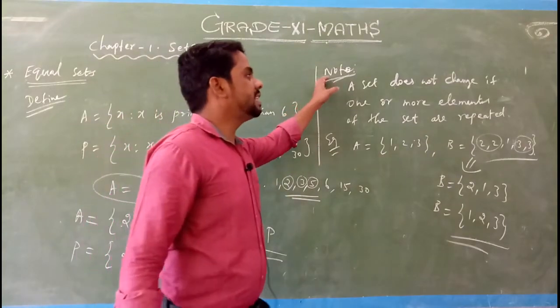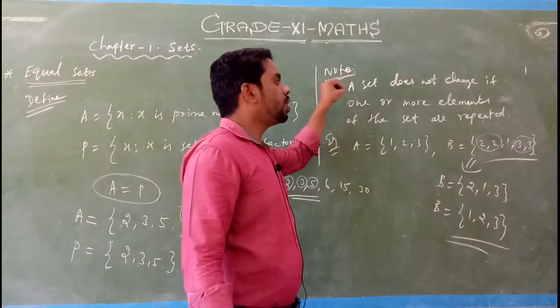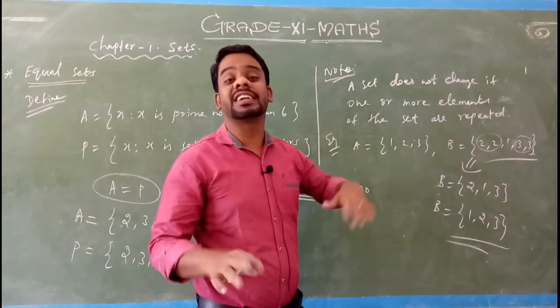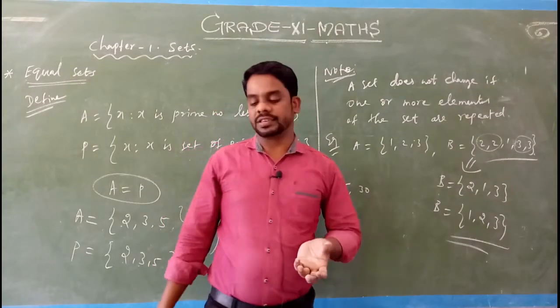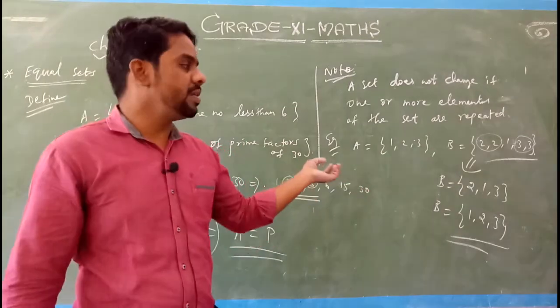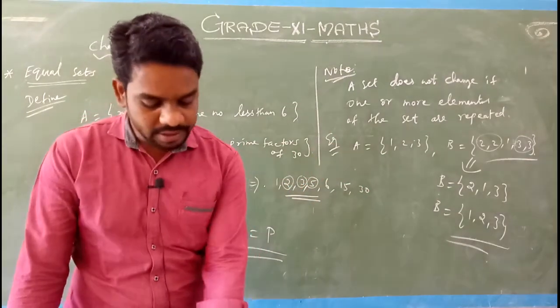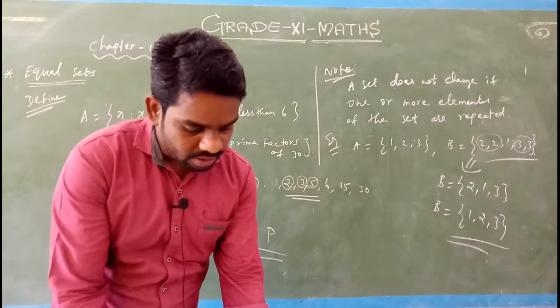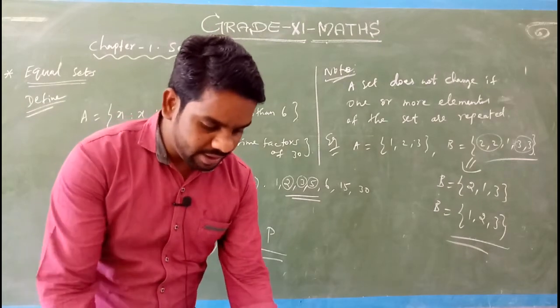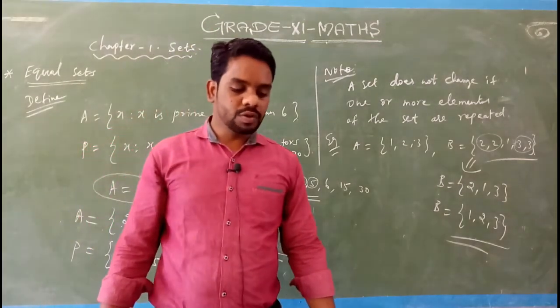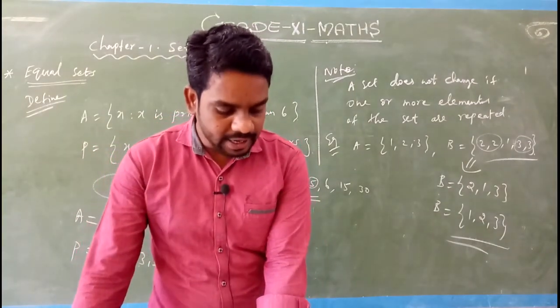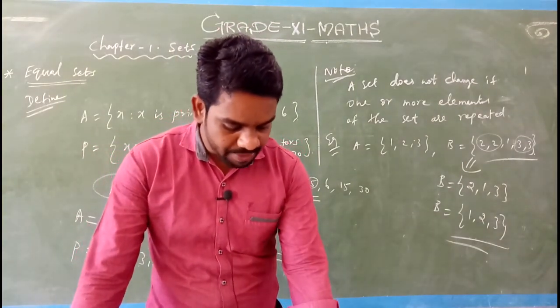So the note is important: the set does not change if one or more elements of the set are repeated. Okay, so these two sets A and B are equal. Right? Next, example number 7 and example number 8 are simple questions, so example number 8 and example number 7 are homework.